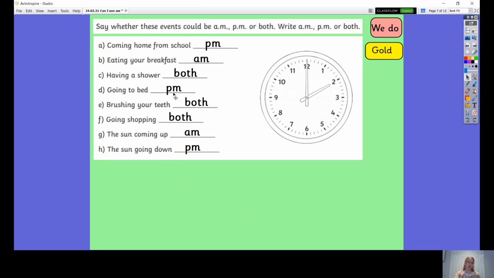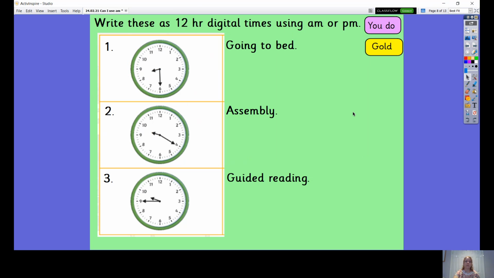And as I said, there's a couple of those you could have said you could do in both, for example, go into bed one. So let's move on. I would like to pause here and I'd like you to have a go at writing these as 12-hour digital times using AM or PM.